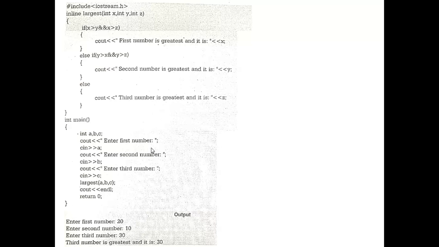Now the largest function is called, and the three variables a, b, c are compared with each other and it is decided which one is the greater one. At the end, we have written cout and return 0 because we are not returning anything. In the output we'll see: enter first number as 20, enter second number as 10, enter third number as 30. The program returns that the third number is the greatest and it is 30.